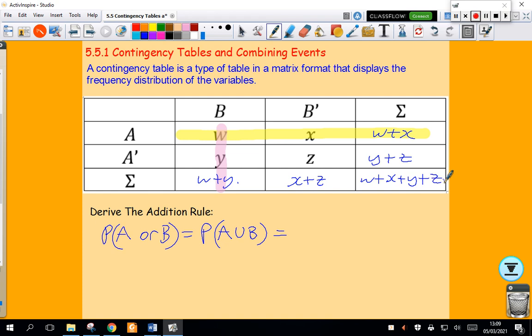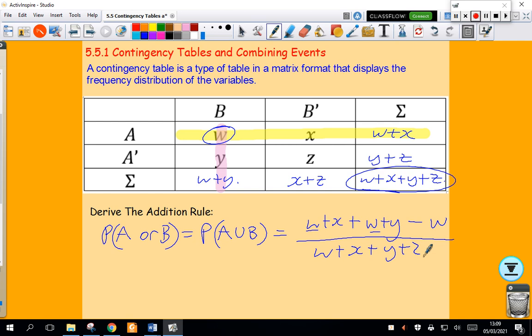So what do I do? Well, I add up all the things along row A, W plus X. I add up all the things along column B, W plus Y. But then I've got to remove that double count. Notice I've counted W twice in there. And then we divide by the total number of things, W plus X plus Y plus Z.